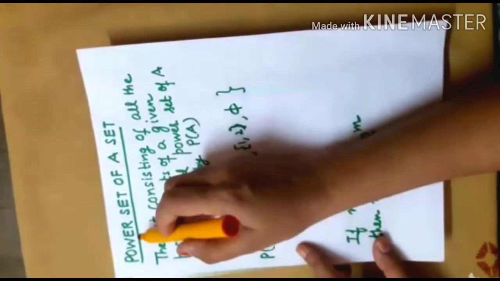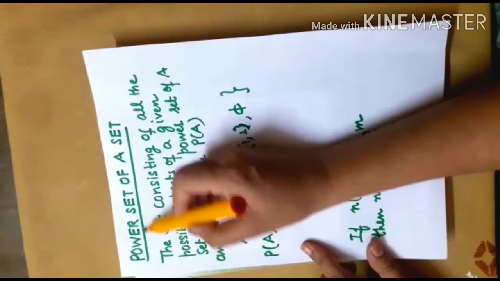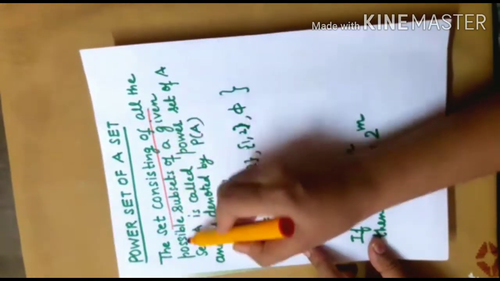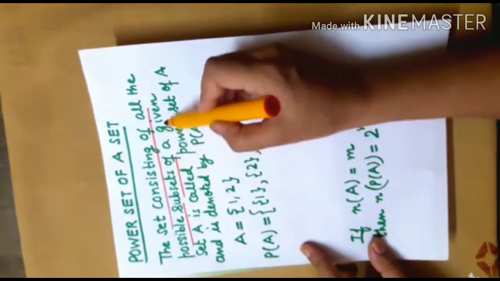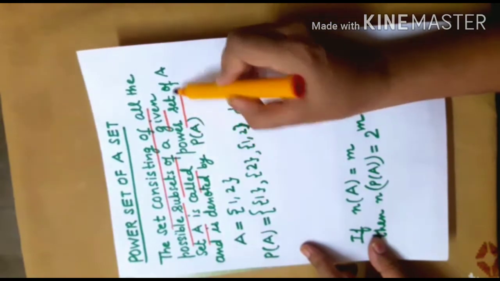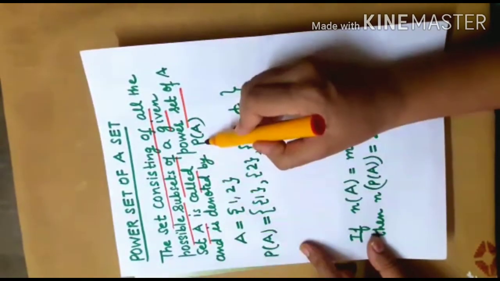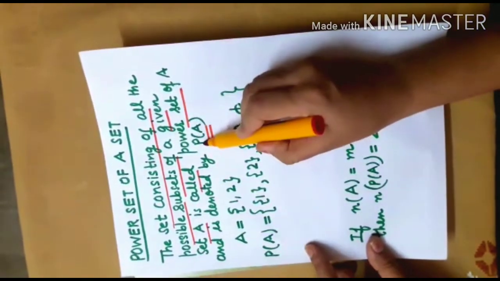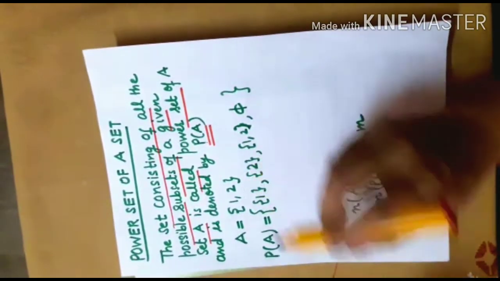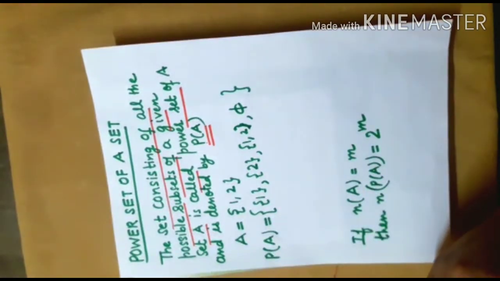Now, let us define the power set of a set. The set consisting of all the possible subsets of a given set A is called the power set of A and is denoted by P(A). That means the power set of a set is the set which contains all the subsets of that given set.